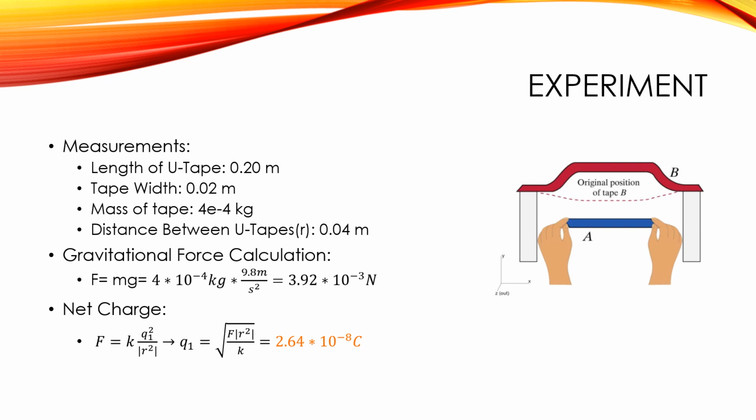As stated in our assumptions, because there's no acceleration, we know that our force of gravity working in the negative y direction is equal in magnitude to our force from the electric field. Because of this, we can first find the force of gravity, then set that equal to Coulomb's law in order to solve for Q1, the charge of the tape. With some manipulation of our equations, we find that our tape is charged to be 2.64 times 10 to the negative 8 coulombs.